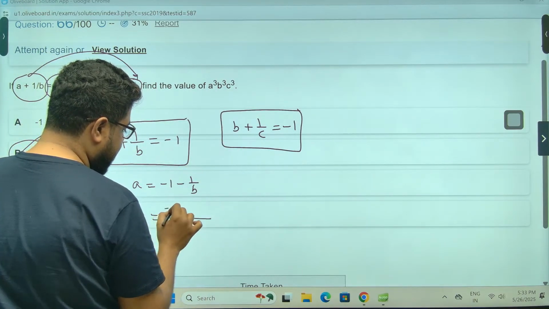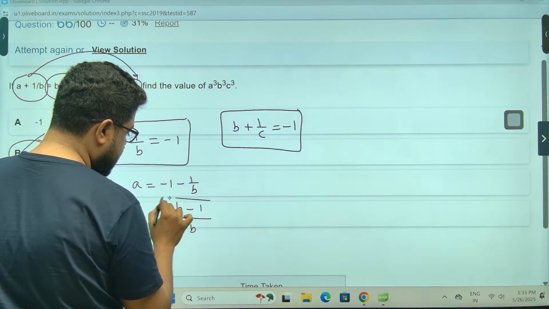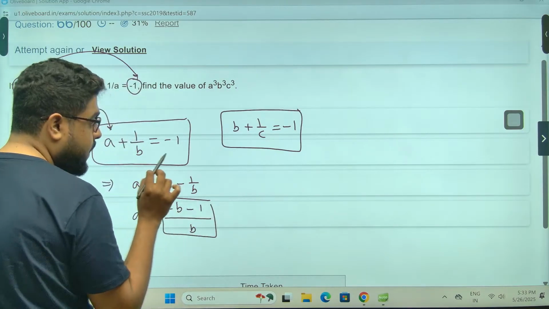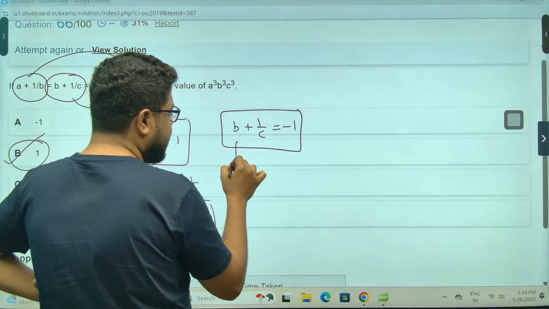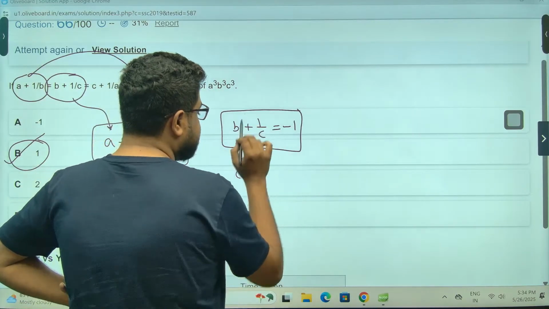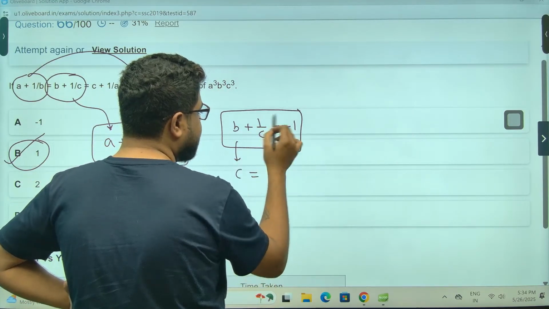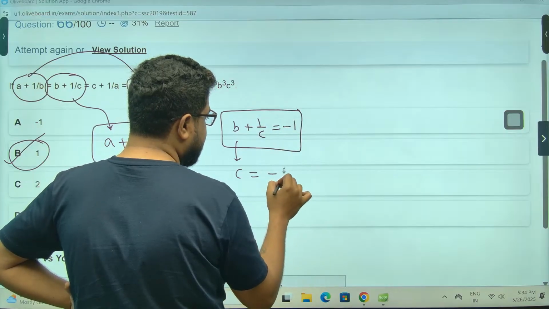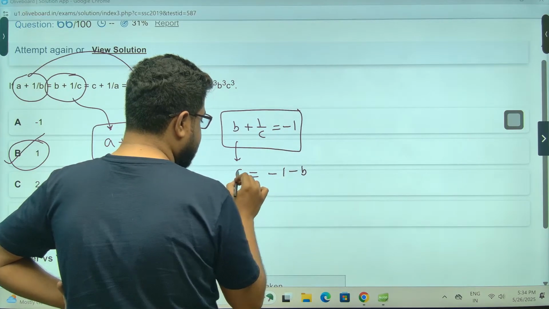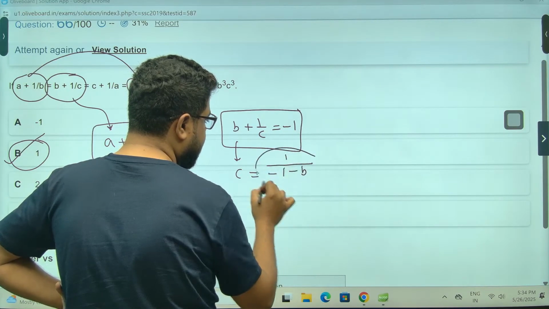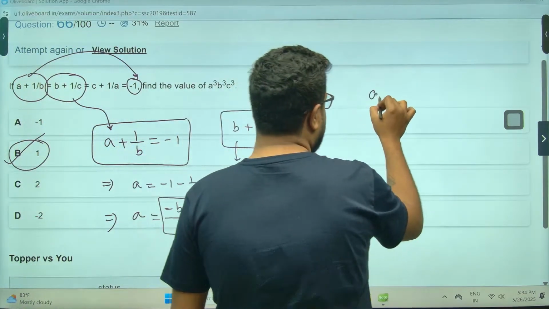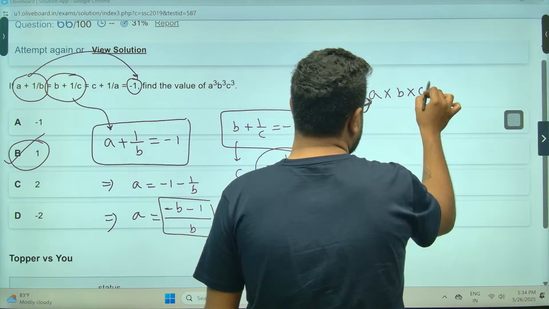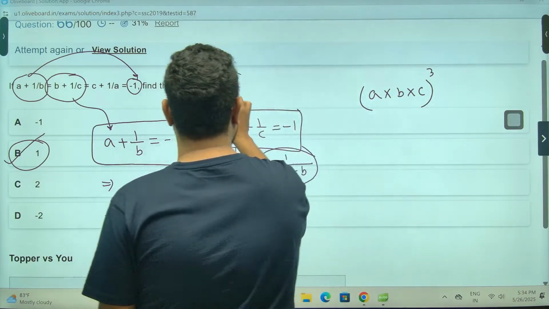B is LCM minus B minus 1. This is A. Here I need to write C in terms of B. 1 by C is -1 minus B, so C will be 1 by this. Correct? Now I need A into B into C, whole cube. This is equal to this.